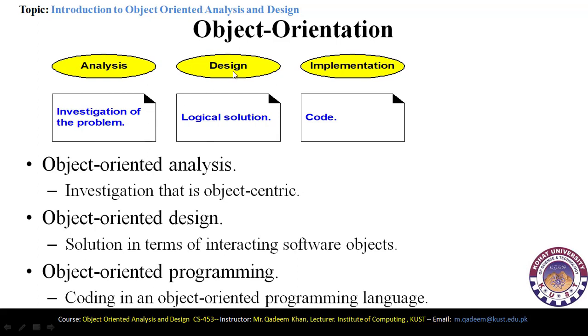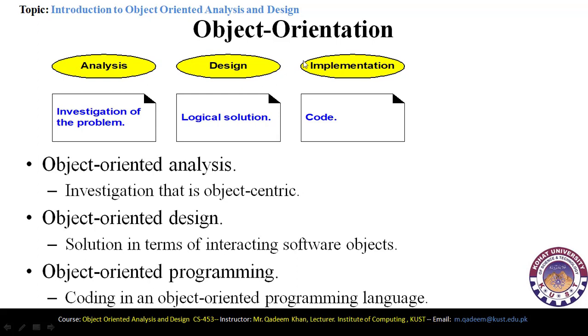And in the next step, we perform the designing. In the designing, we perform the logical solution of the problem. So here we perform the object-oriented designing. And in the object-oriented designing, we perform the solution in terms of interacting software objects. So here we will specify how different objects communicate with each other and how they pass the data, and also how they share the functionalities with each other, and also how they will call or pass the parameters.